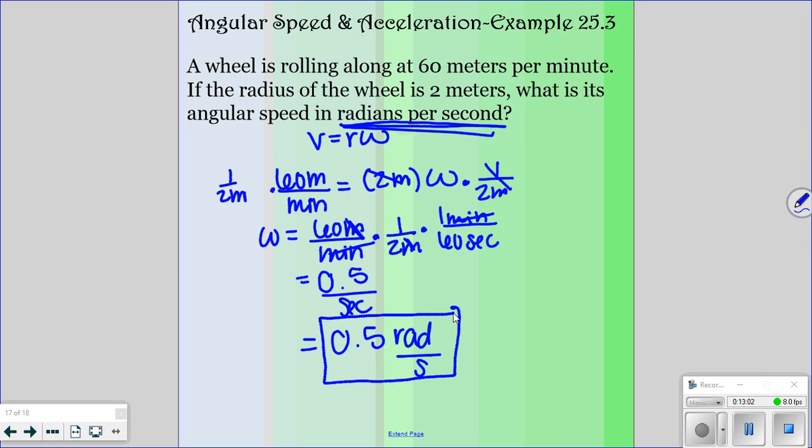Radians is the only unit that you can do like that. If you don't have it, you can just put it in. And if you have it and you don't need it, just mark it out. It's the only unit like that, okay? So that's how you deal with radian degrees conversion and then angular speed and acceleration.